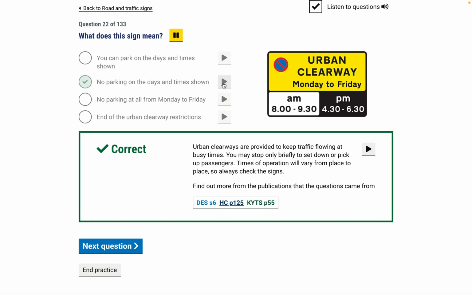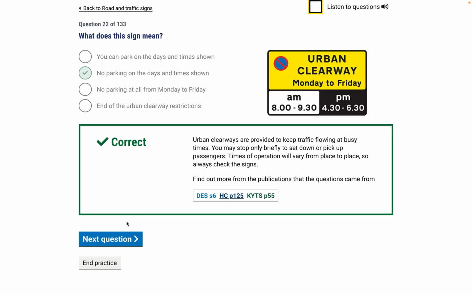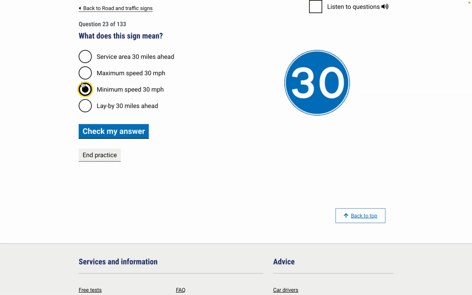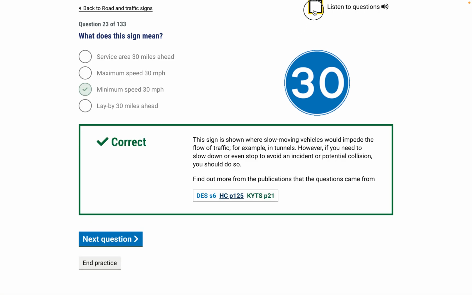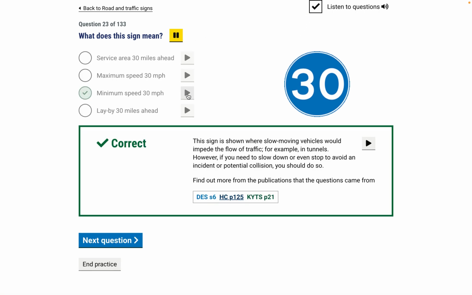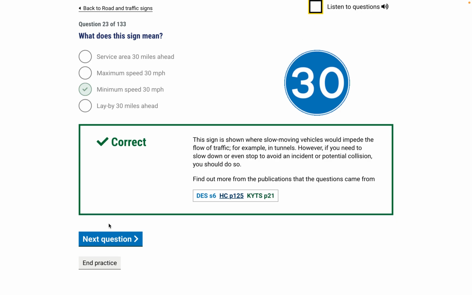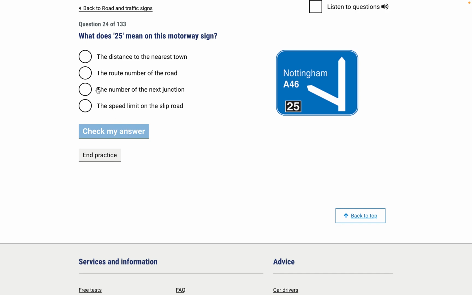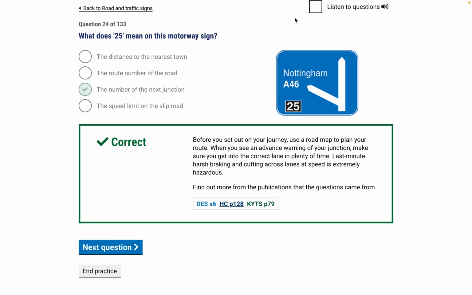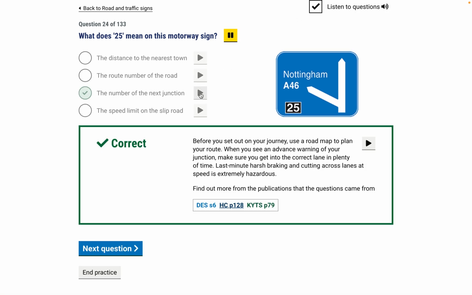What does this sign mean? No parking on the days and times shown. What does this sign mean? Minimum speed 30 miles per hour. What does 25 mean on this motorway sign? The number of the next junction.